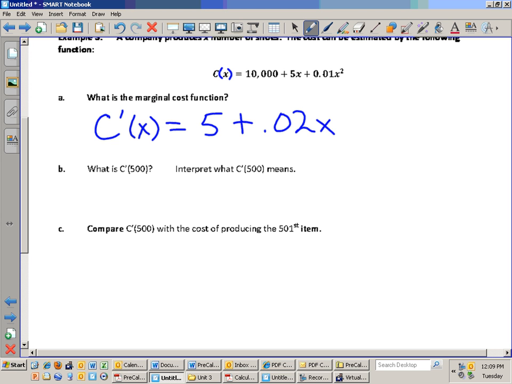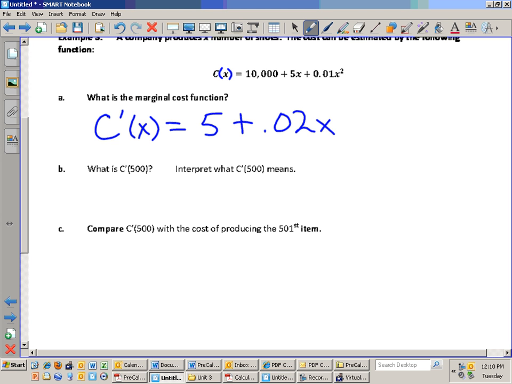Five plus 0.02x. The derivative of 10,000 is 0. Derivative of 5x is 5. And the derivative of that, we again drop the exponent down and multiply. So that's the marginal cost function. So that's about how much it costs to make each extra one.